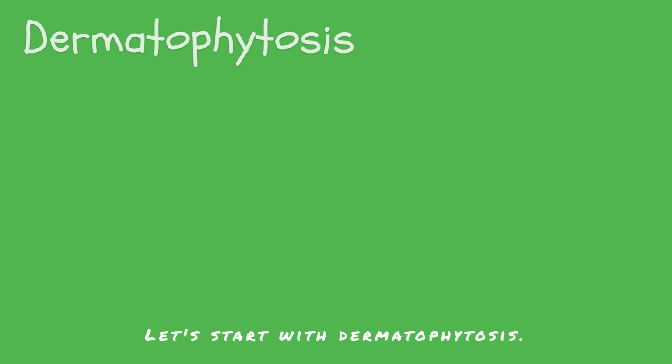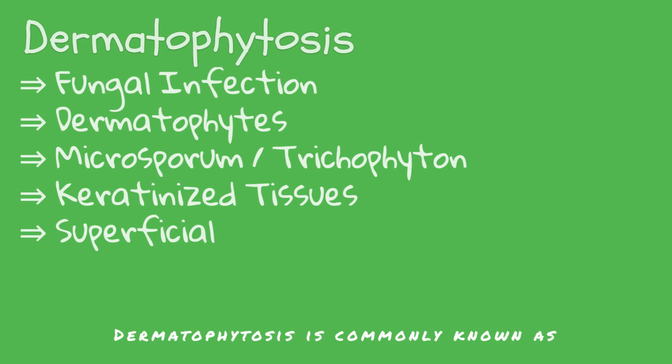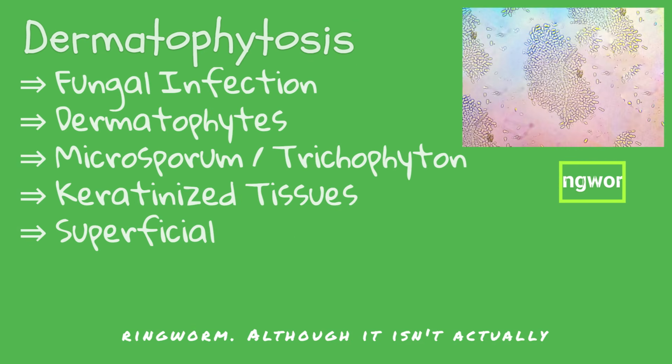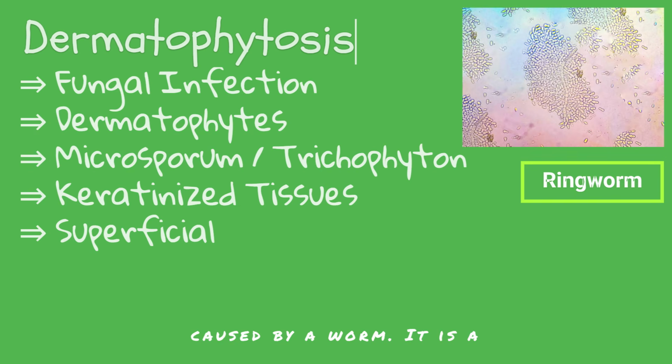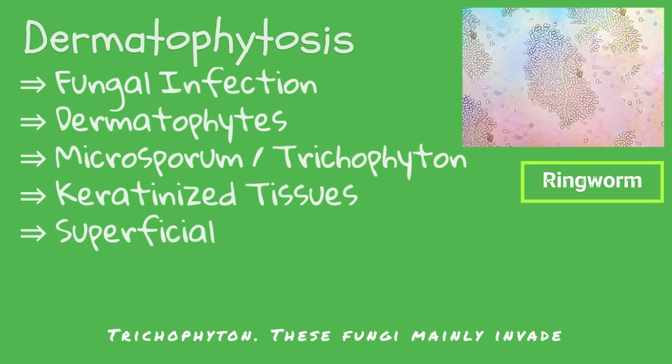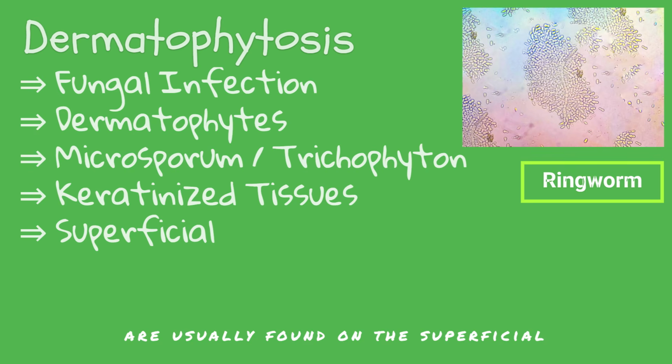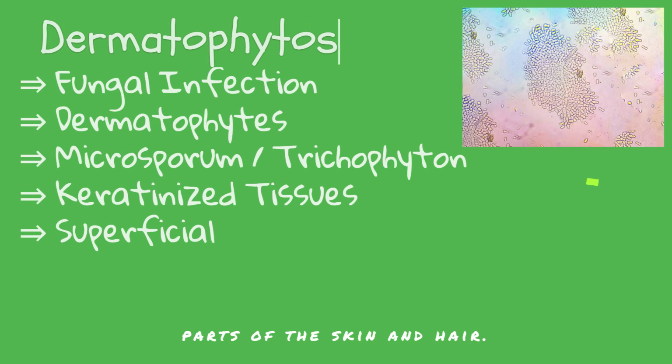Let's start with dermatophytosis. Dermatophytosis is commonly known as ringworm, although it isn't actually caused by a worm. It is a superficial fungal infection caused by fungi called dermatophytes. Important genera include Microsporum and Trichophyton. These fungi mainly invade tissues containing keratin, such as the skin, hair, and nails. That's why lesions are usually found on the superficial parts of the skin and hair.